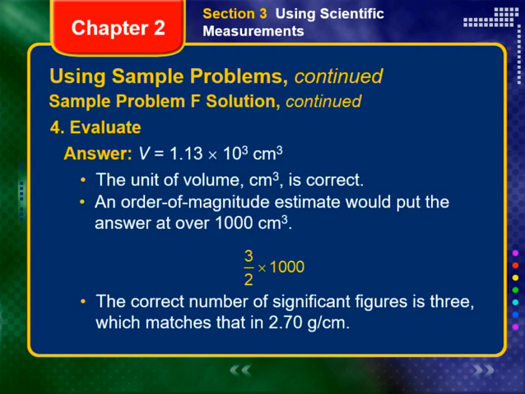Evaluate. The unit of volume, cubic centimeters, is correct. An order of magnitude estimate would put the answer at over 1,000 cubic centimeters. 3 divided by 2 multiplied by 1,000. The correct number of significant digits is 3 to match the number of significant figures in 2.70 grams per cubic centimeter.